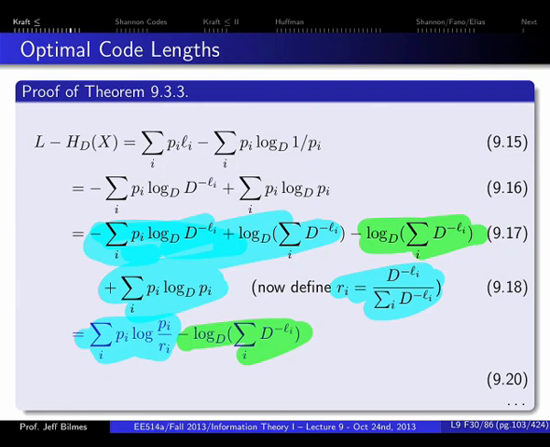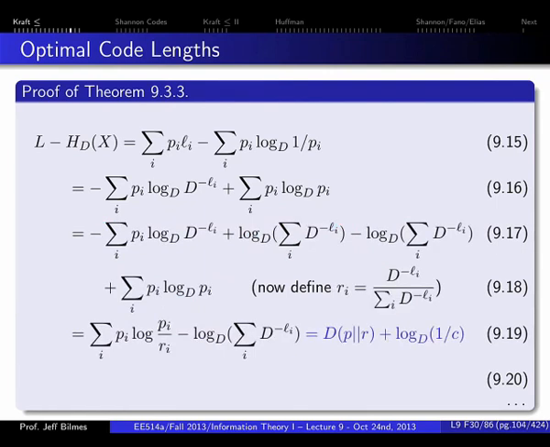But you can kind of see it just by combining the logs and R in the numerator and denominator. Okay, so now what happens? Well, this is just the KL divergence between P and R. And the second quantity is log of 1 over C. The only thing we need to know about C is that C is less than 1. So 1 over C is going to be greater than 1, so that log is not going to be negative. It's greater than 0.